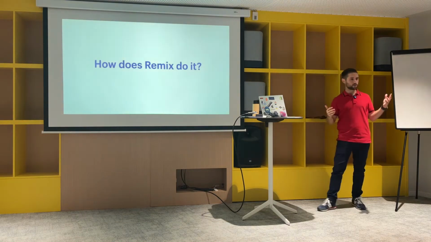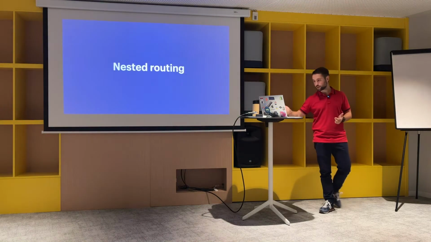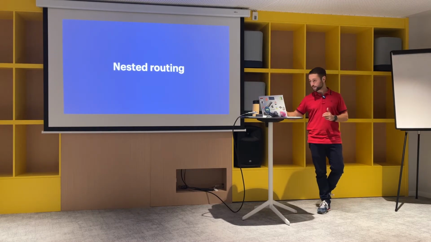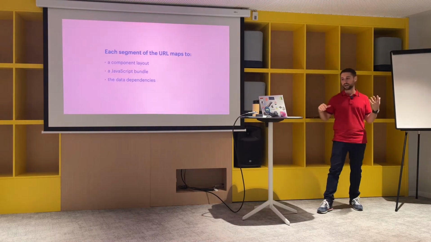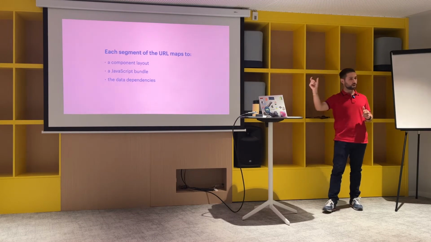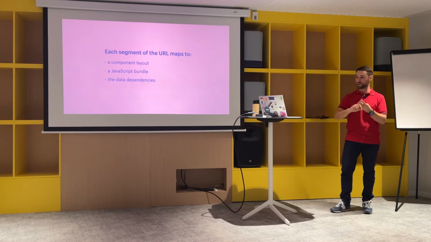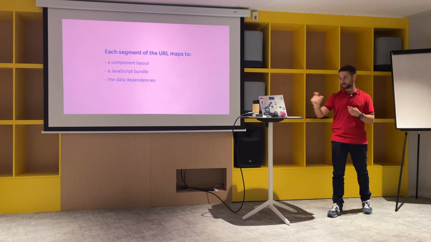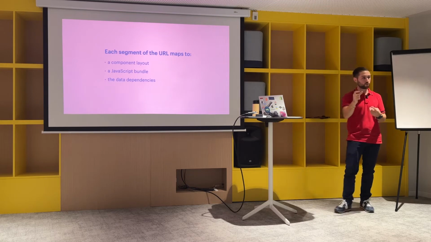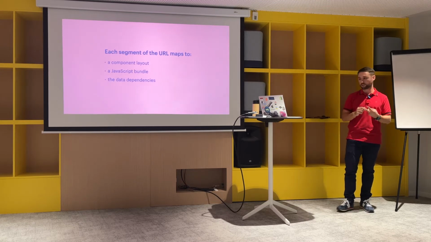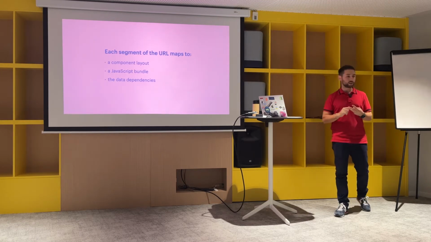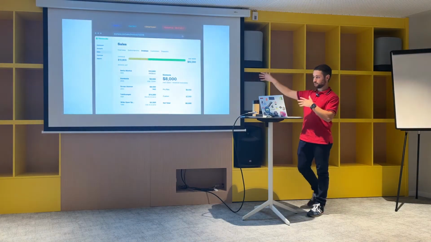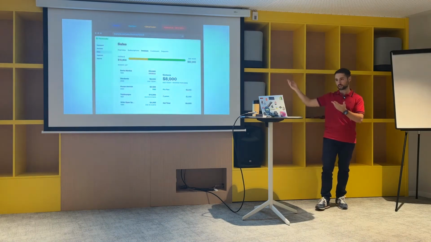So how does Remix do it? Thanks to nested routing, which I would say is the main feature of the framework. And nested routing is the idea that each segment of a URL can be mapped to three things. First, to a specific part of the UI, so to a component layout, a JavaScript bundle, which is needed to render that component, and the data dependencies that could be needed also to render that component.